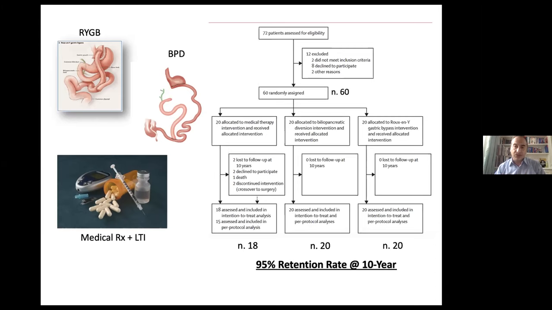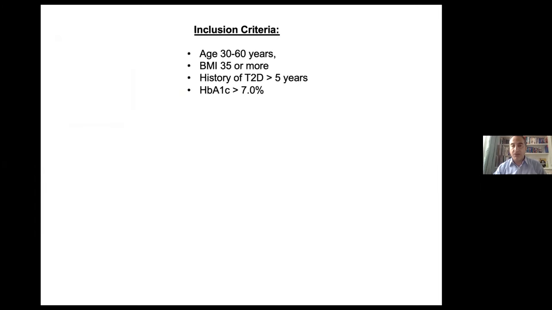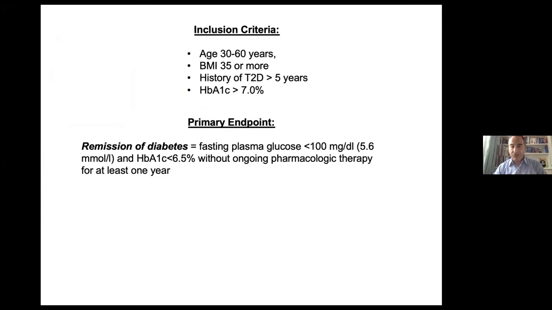The surgical patients in this group underwent either biliopancreatic diversion or Roux-en-Y gastric bypass and were then compared to medical therapy. Importantly, all patients by design in this study had advanced diabetes. 50% of them were on insulin. They all had more than a 5-year history of diabetes. So they were patients with advanced diabetes. The primary endpoint was remission of diabetes.